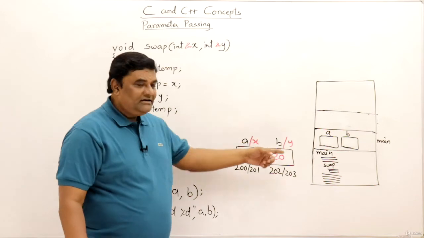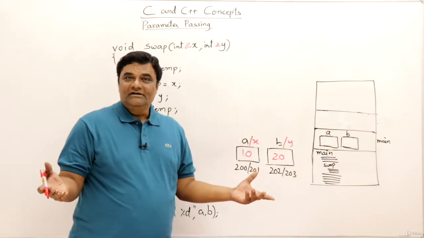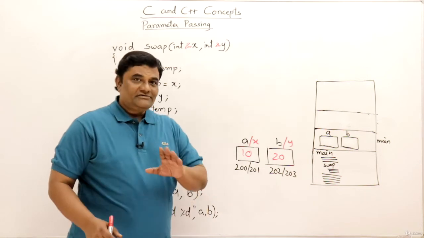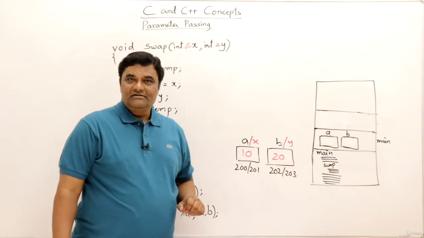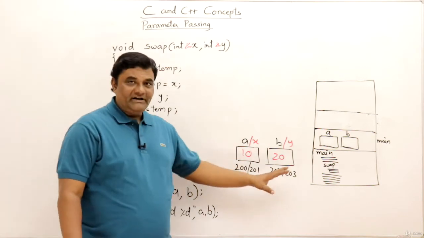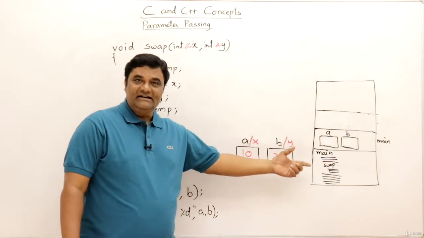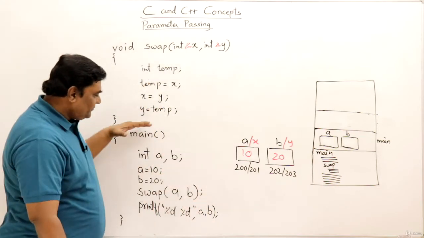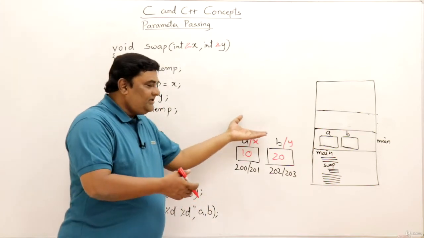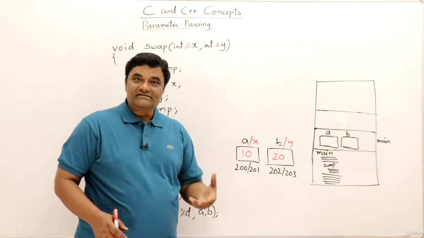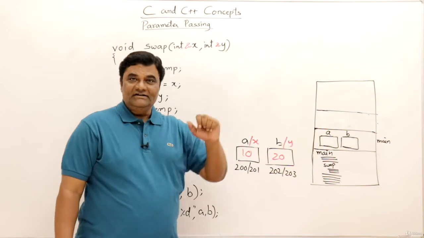So does it take any memory? References don't take any memory. To an existing variable, another name is given. So that doesn't take any extra memory. So these 4 bytes, 2 bytes for an integer, 2 bytes for an integer, the same 2 bytes, these 2 bytes are called X and those 2 bytes are called Y. These variables actually belong to the main function. Main is calling them A and B, and swap is calling them X and Y. So swap is calling them with another name.